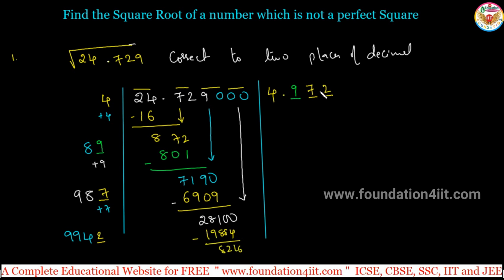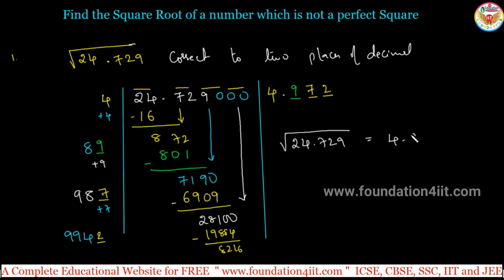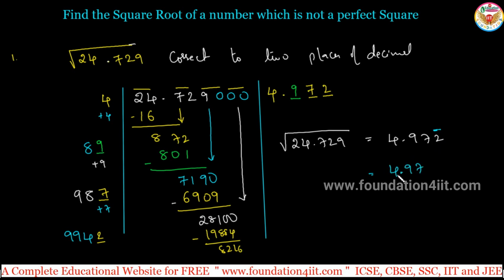But after the point, we got 3 decimal places, right? Now, the square root of 24.729 is equal to 4.972. Then up to 2 places of decimals, the third decimal is 2. If it is 5 or more, then we should add to the previous number, but because it's less than 5, just 4.97 only. 4.97 is the answer up to 2 places of decimals. Okay, this way we can solve.